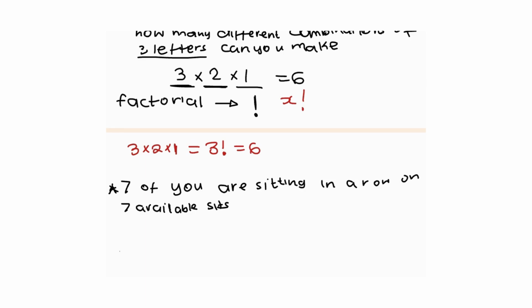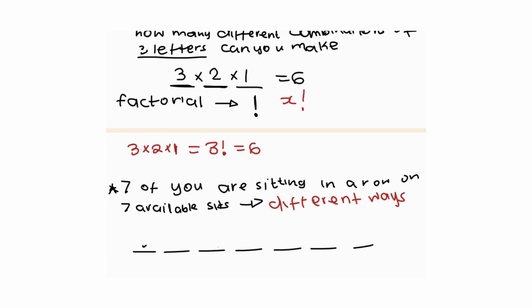How many different ways? If it's 7 positions, 2, 3, 4, 5, 6, 7. Remember what we're looking at there? We're looking for different ways in which you and your friends can sit. So these are the chairs, I have my chairs there. Remember, if it's 7 of you, you can sit there, or you can sit anywhere. So you want to see how many different ways you and your friends can arrange yourselves and sit.